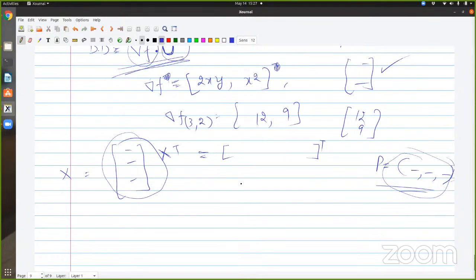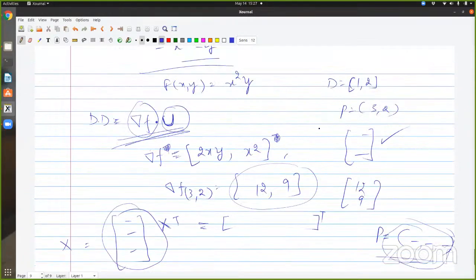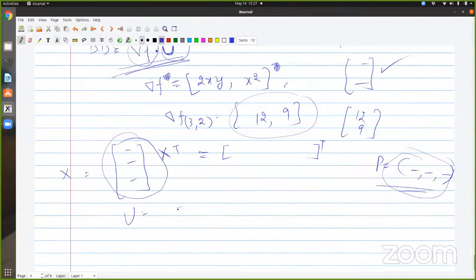Okay, so where were we? Grad f at (3,2) we had computed to be this one, and now we have to compute the unit vector. The given direction is (1, 2). So let's convert it into a unit vector by dividing by the magnitude, square root of 1 square plus 2 square, that is square root of 5. So we get 1 by square root of 5, 2 by square root of 5. Okay, so this is our unit vector.